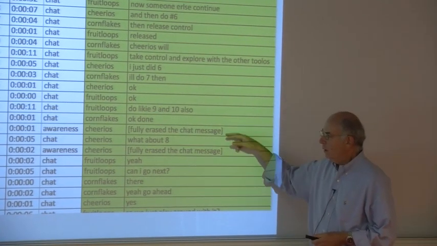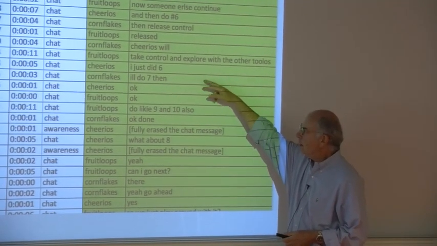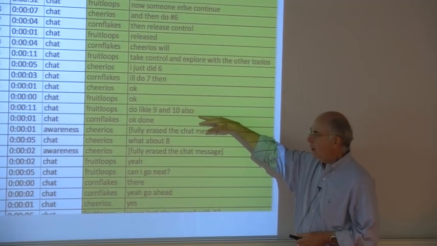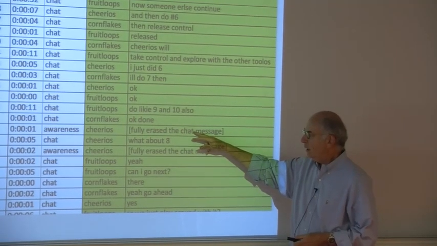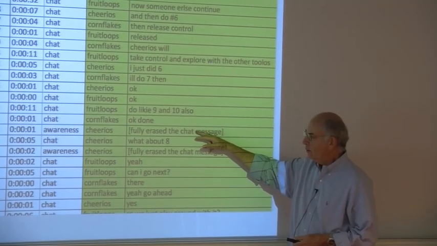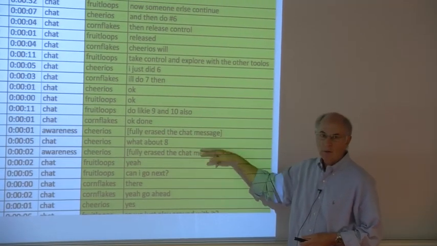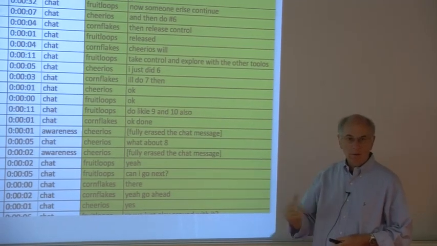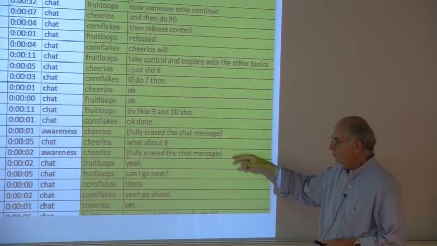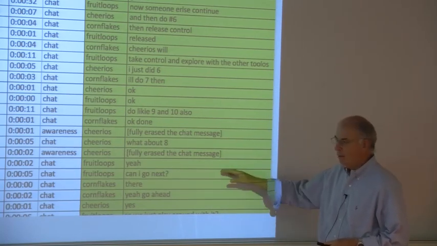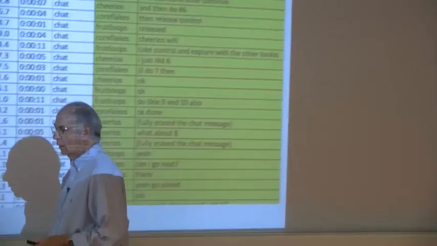So here, Cheerios isn't sure what's going on. What about 8? So here they're talking about 6 and 7, and then it jumps to 9 and 10. Well, what happened to 8? She wants to know. And first she types something, we don't know what it is, but she's not happy with that. And afterwards she types something she's not happy with. But there's some question about what's going on in her, coming from Fruit Loops, not coming from Cheerios. And it doesn't really get answered explicitly either. But they go ahead with their work.